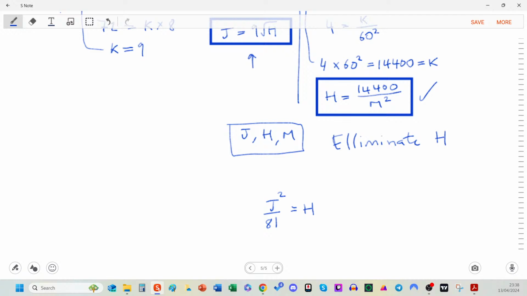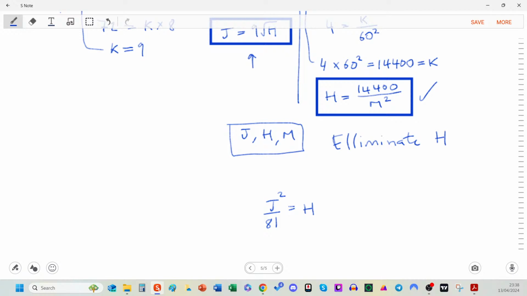If you don't know about rearranging equations, I've got one coming up. I think it's the next one. It's got a bit of rearranging equations in. But yeah, check it out. Get that skill under your belt because that's important.